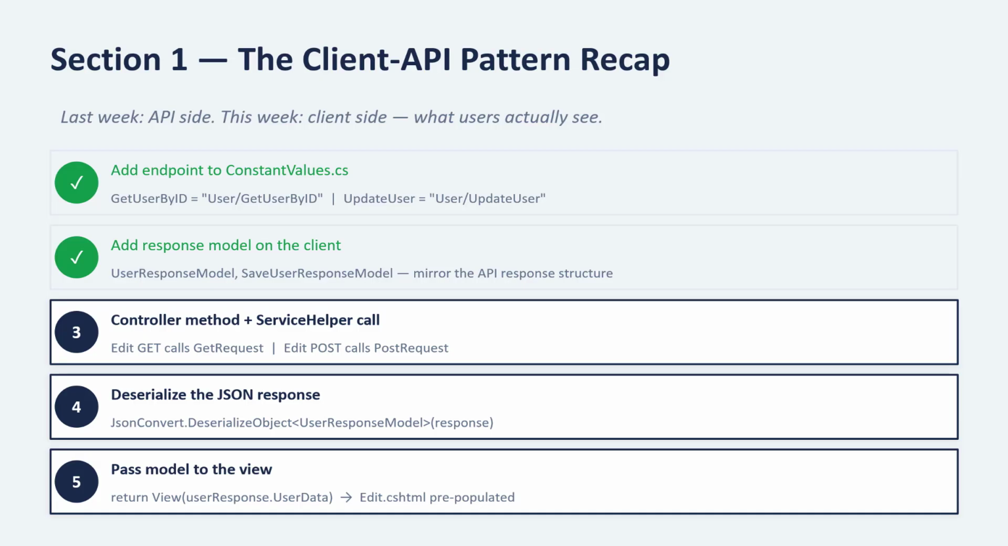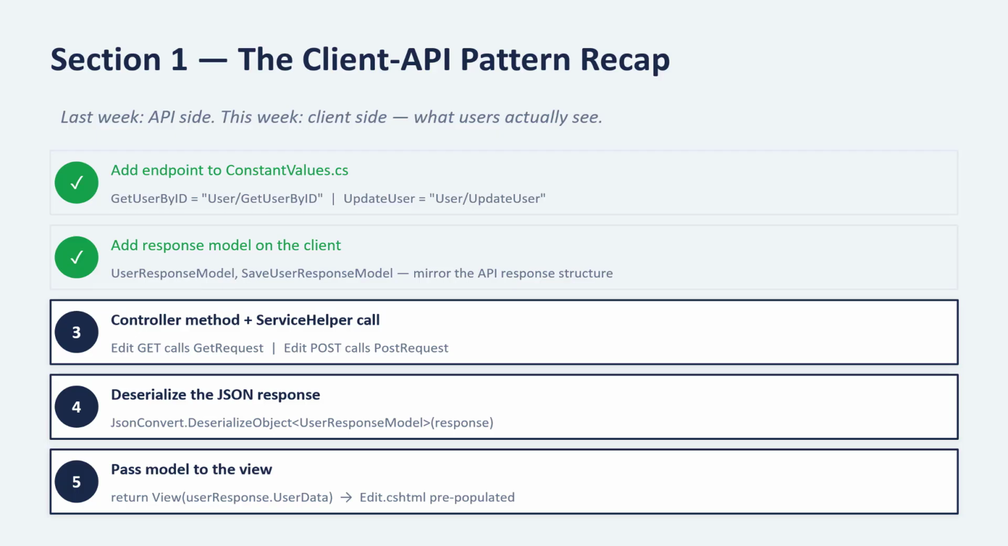Before we really dive into this, let's make sure that 5-step pattern is clear. Steps 1 and 2 are constant values and our response models. These should already be in place from prior work. Our getUserById and updateUser constants exist. User response model and saveUser response model exist. And then steps 3 through 5 are what this week is really about.